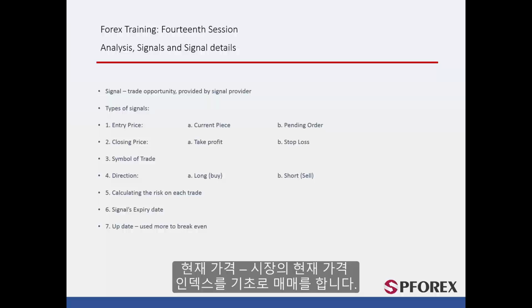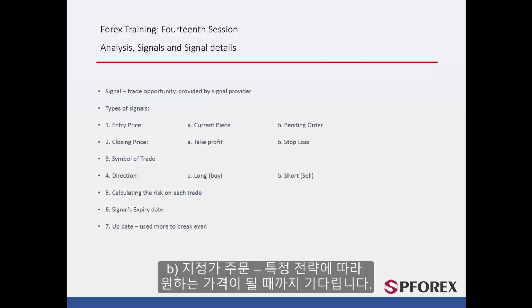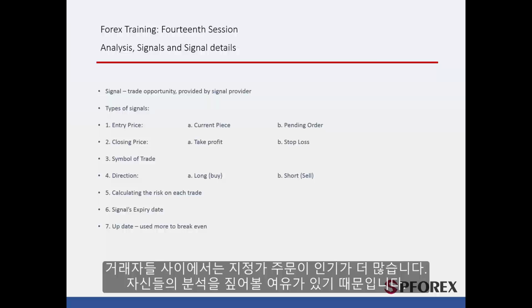A. The current price, in which parties make their trades based on the market's current price index. And B. Pending order, in which parties wait for desired prices for a certain strategy. This type is more popular amongst traders as they have more time to consider their speculations.